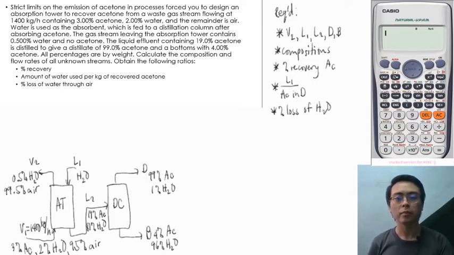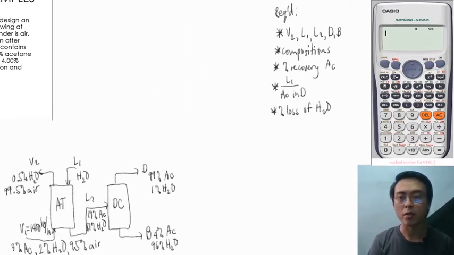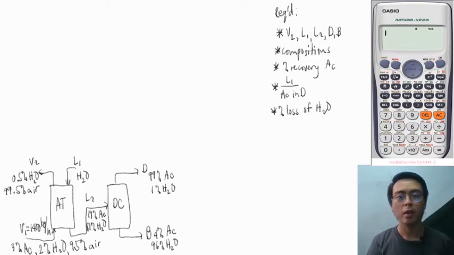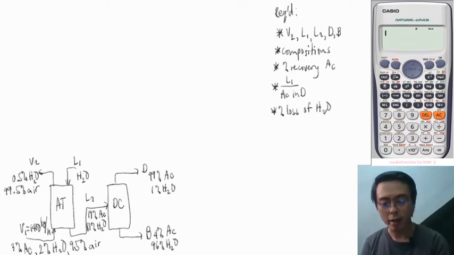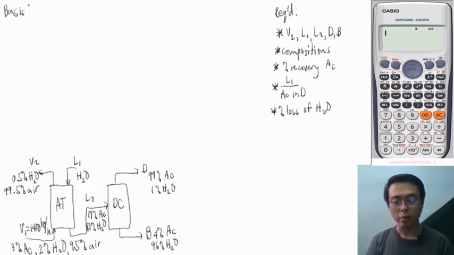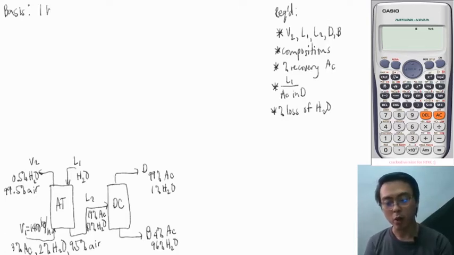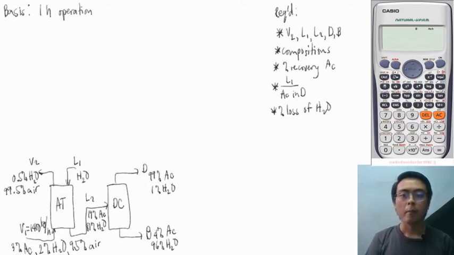Okay, let's begin solving this problem. I will be removing this first. Let's first set our basis. The basis in this case would be based on the flow rate given, that's 1,400 kilograms per hour. Therefore, a basis of 1 hour of operation is optimal.